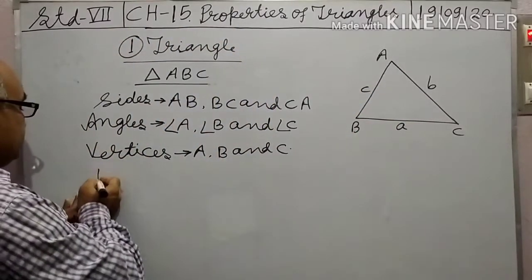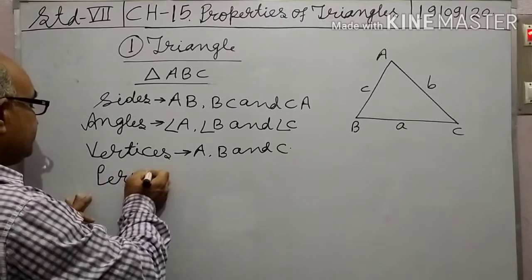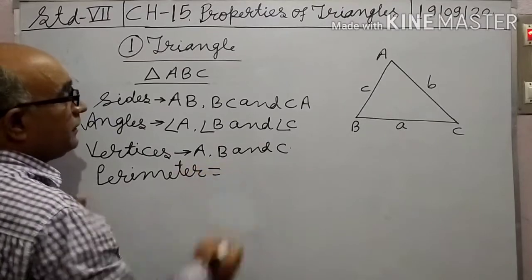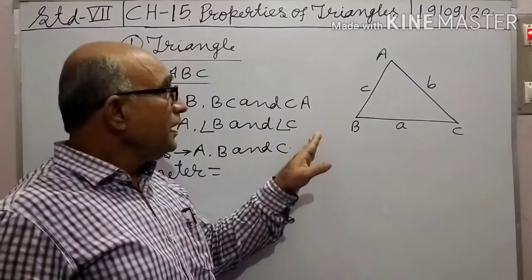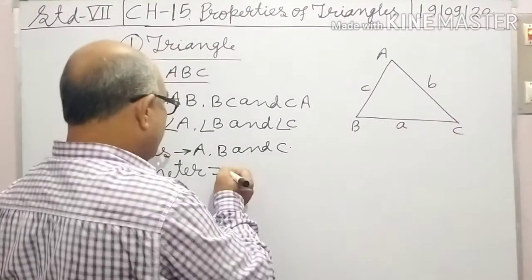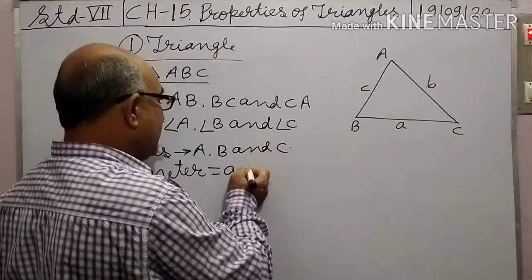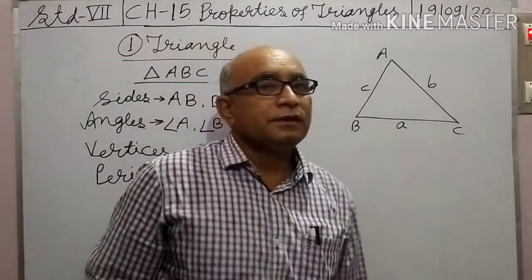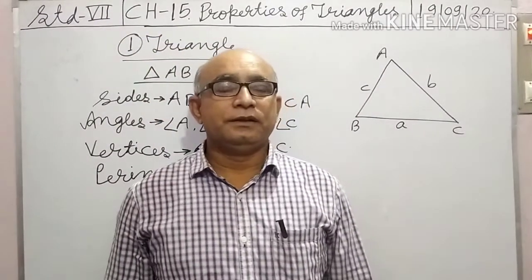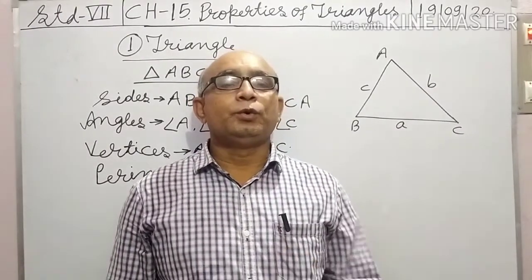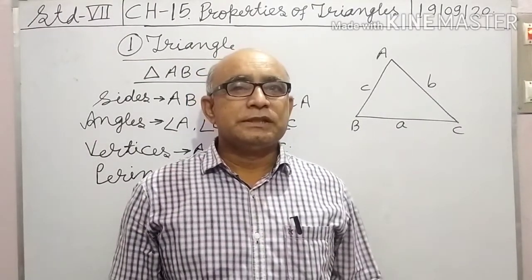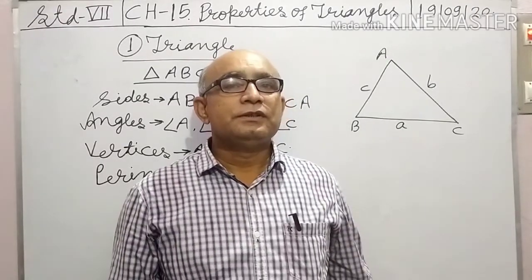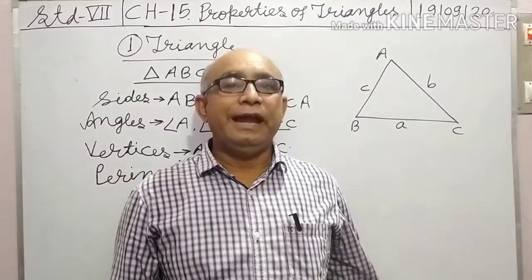So the perimeter of a triangle is the sum of the lengths of its boundary. So a plus b plus c. Students, now types of triangle. There are two ways to differentiate the triangle: one, on the basis of sides, and two, on the basis of angles.